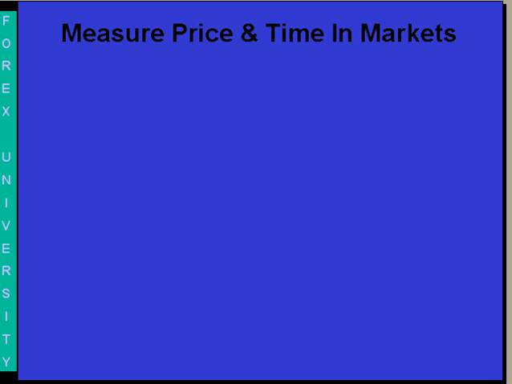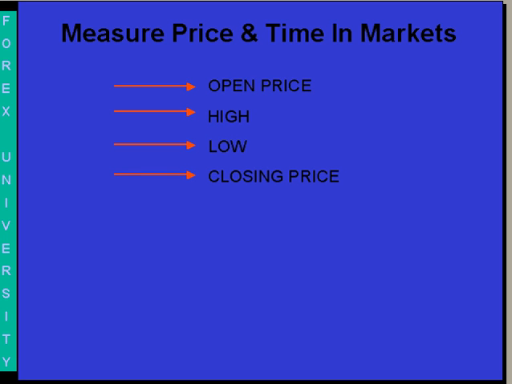As we mentioned earlier, markets are measured in sessions, in time. We measure price and time in markets based on the open, the high, the low, and the closing price. So during a session, there'll be a price that opens up for this particular instrument, meaning either a share or a bond or a commodity or a currency. The opening of the session is the price that this particular, we'll just say, widget opens at.